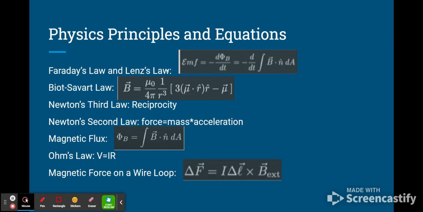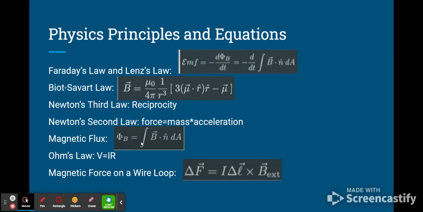Faraday's law and Lenz's law. Voltage is created from the negative time derivative of the change in magnetic flux. The negative sign is Lenz's law, which states that nature abhors a change in magnetic flux. And the Biot-Savart law, to calculate magnetic field. And Newton's third law, reciprocity. Newton's second law, force equals mass times acceleration.